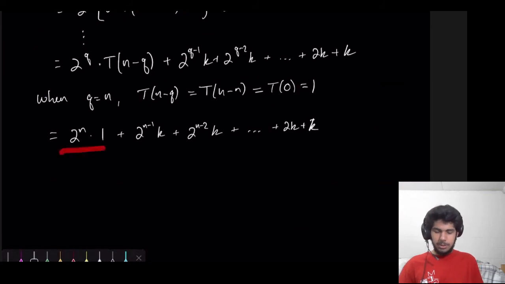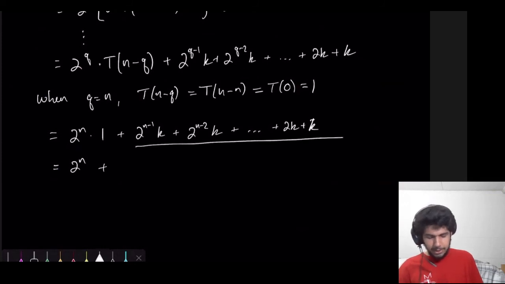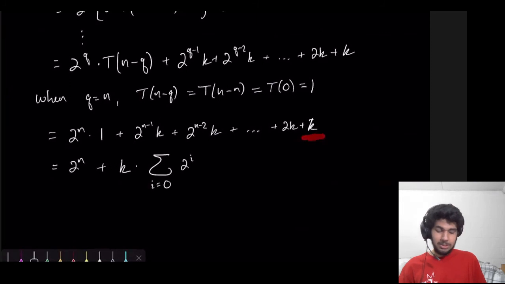So this first term we'll leave as 2 to the n. And the remaining things, I can factor out a k, and then that's just the sum of powers of 2. So I'm going to write this as a summation of 2 to the i, and we go from i equals 0, because this is 2 to the 0 times k, and then we go to 2 to the 1 times k, all the way up to n-1.